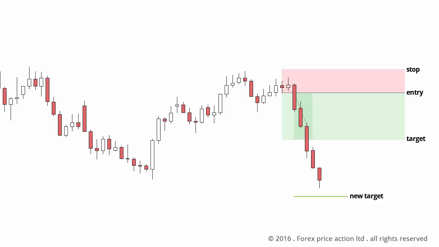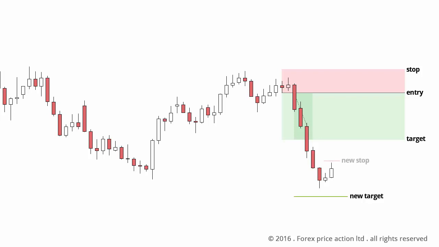But what happens next? Oh, that candle's a bit annoying, isn't it? It didn't make a lower low, which kind of sucks. But it didn't make a higher high either, so that's still okay. Next candle? Now this candle has failed to make a lower low, and it's also made a higher high. Well, that's not good. Higher highs tell us that buyers are gaining control of price, as do higher lows.